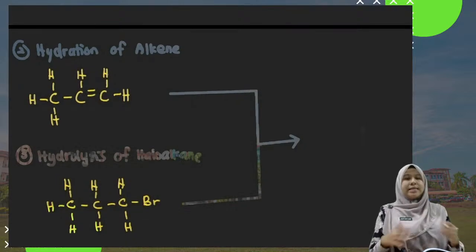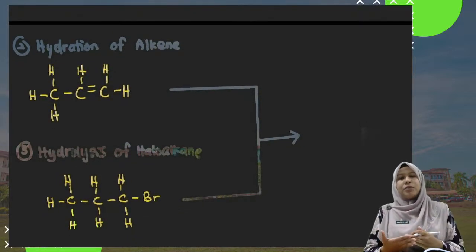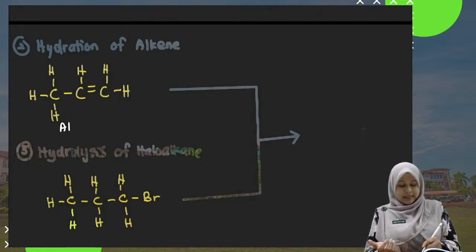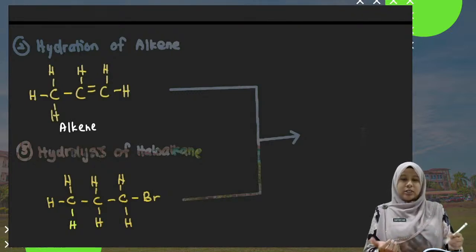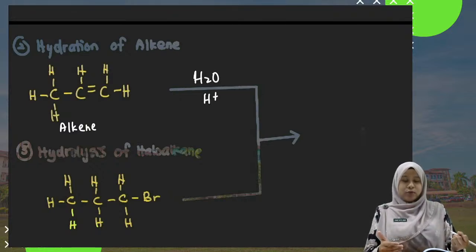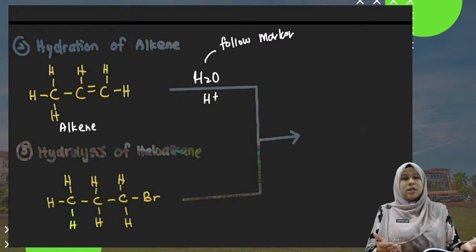Reaction yang kedua, macam mana kita nak prepare alkohol ni? Okay, jadi kita dah belajar dalam topik alkene, which is hydration of alkene. Maksudnya daripada alkene kita boleh buat hydration. Hydrate maksudnya kita react dengan water in acidic medium. So reaction ni kalau kamu tengok dia follow Markovnikov rule.